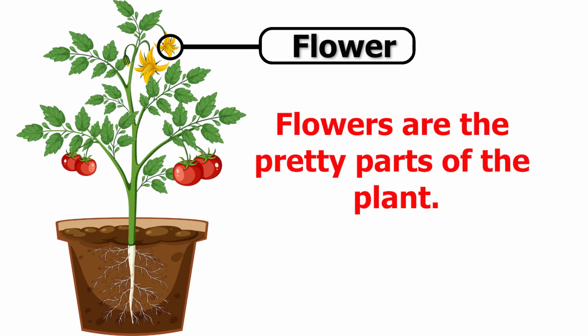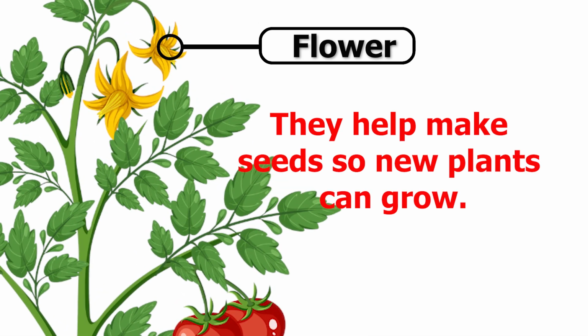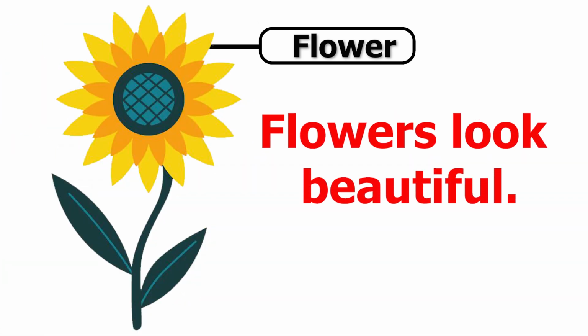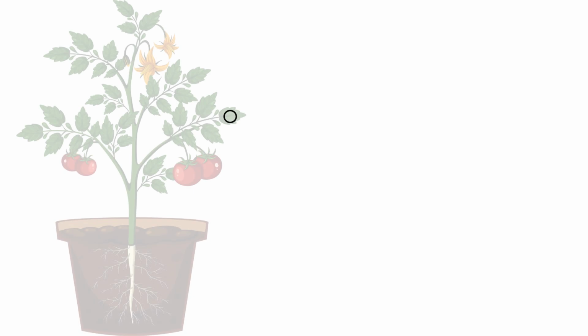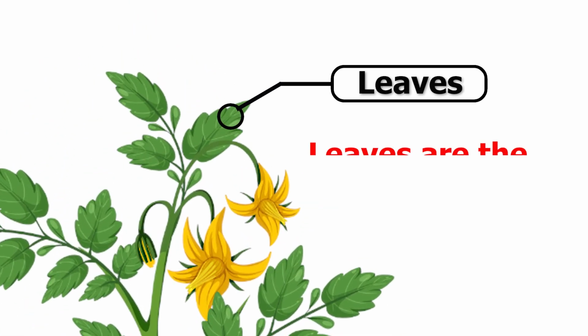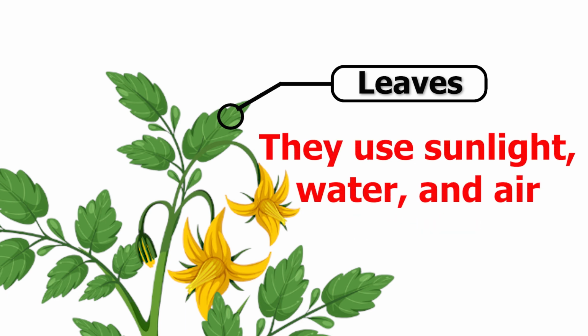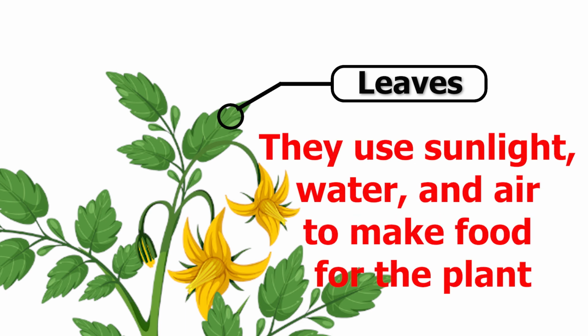Flowers are the pretty parts of the plant. They help make seeds so new plants can grow. Flowers look beautiful. Leaves are the plant's food factories. They use sunlight, water, and air to make food for the plant.